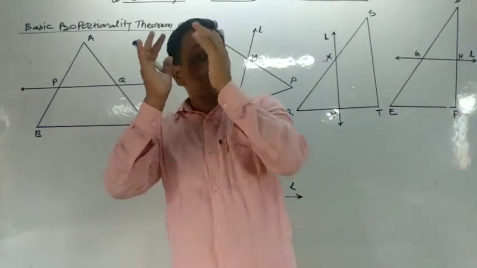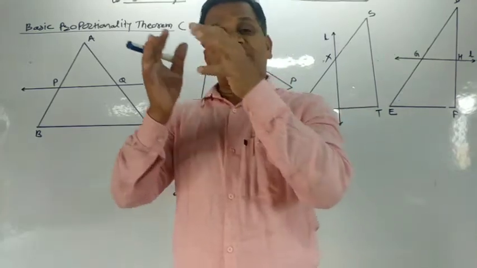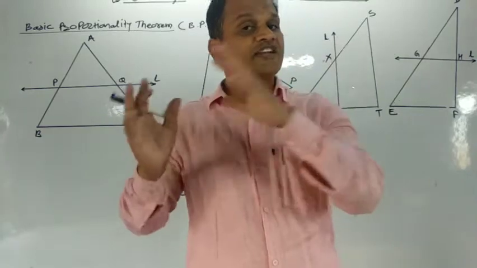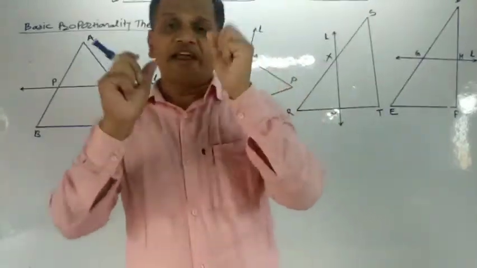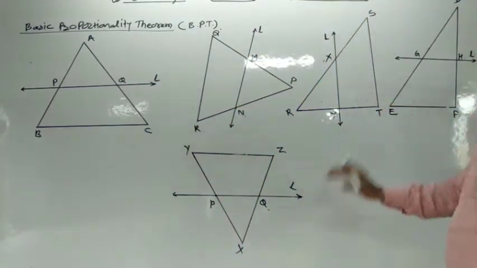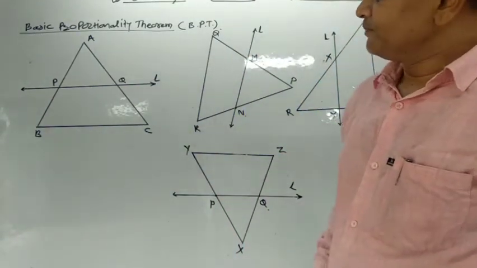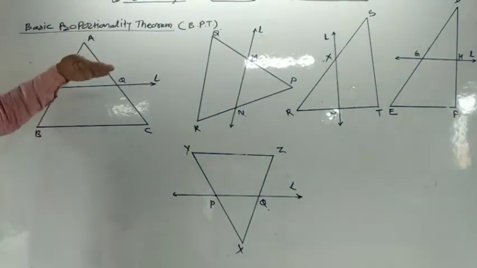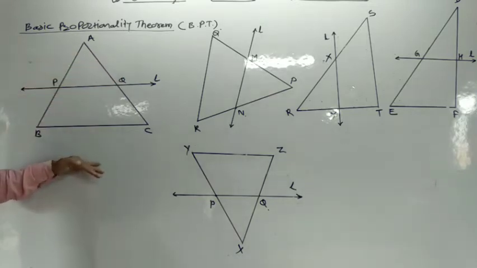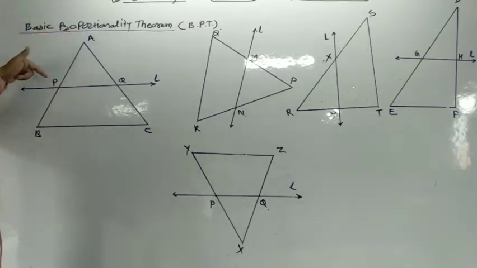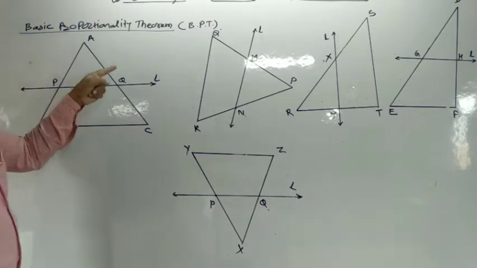Now, according to the BPT theorem, we get some equal ratios. If a line is parallel to a side of a triangle, then we get some equal ratios. What we get according to BPT, I have drawn here 5 figures on the board. Now, in the first triangle ABC, line L is parallel to side BC. Then by the BPT, we say that AP by PB is equal to AQ by QC.